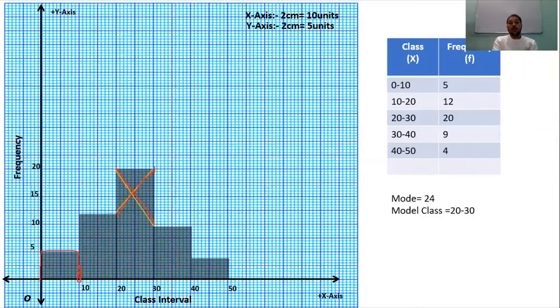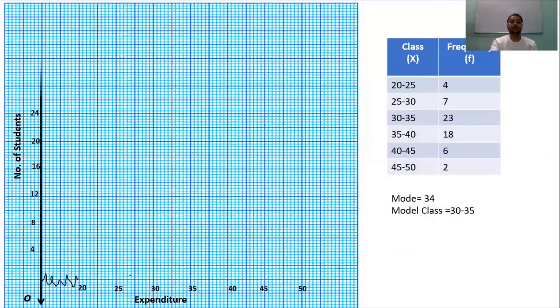So the point at which these two lines cross, this point of intersection of these two lines, will be our main point. From here we have to drop another line which meets the x-axis at this point. So this will be your mode. This will be your mode 20, and counting the terms here, it will be 24. So we have mode equal to 24.